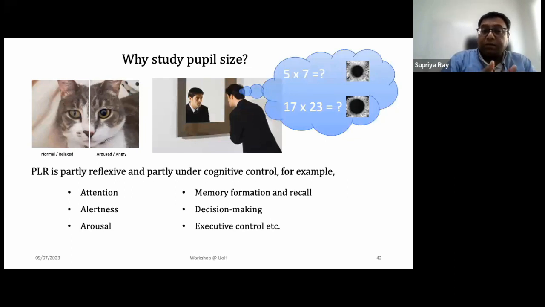By studying eye position. Now, what you see in the cartoon on the right-hand side: standing in front of a mirror, if you do a simple mental arithmetic, say 5 multiplied by 7, and you look at your own pupil size, you'll see that the pupil dilates when you do a more difficult mental arithmetic, say 17 times 23. So when you have more mental cognitive load, the pupil dilates.